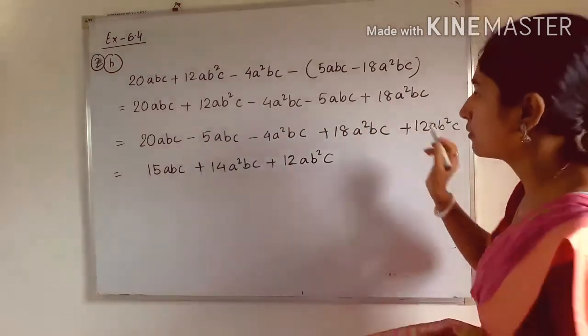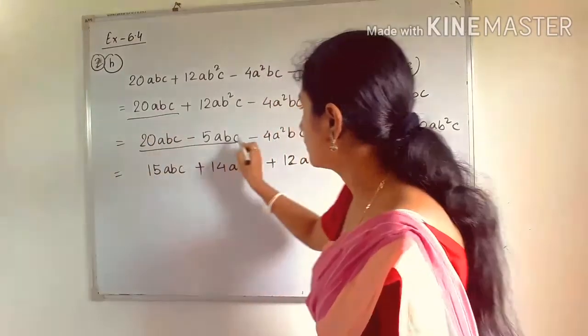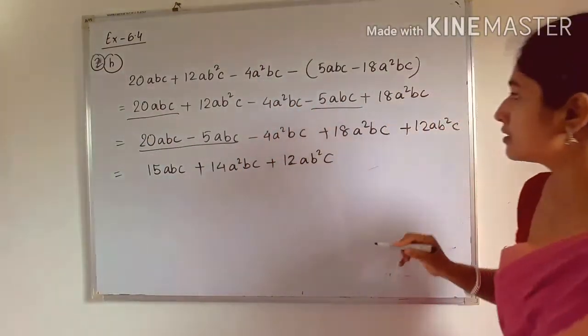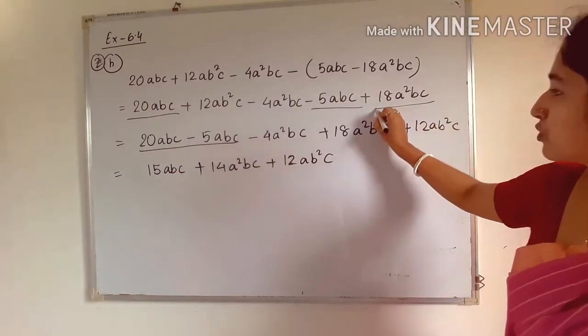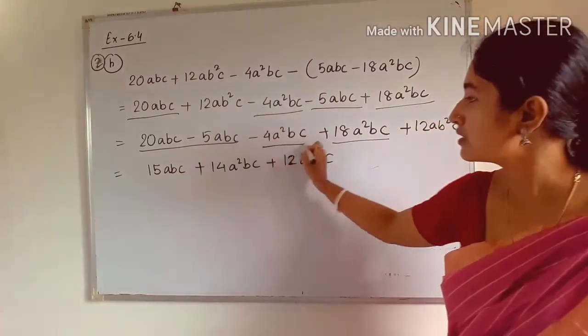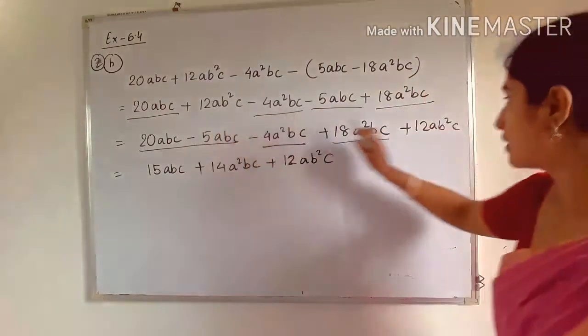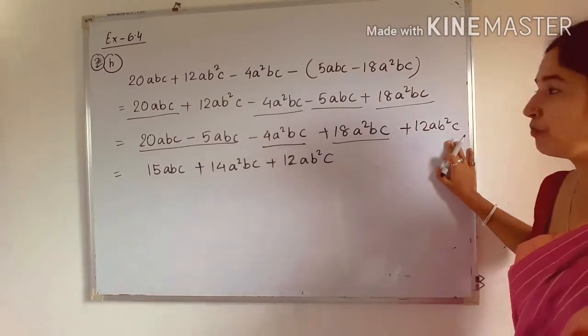So what are like terms here? Minus 5ABC, 20ABC. We will collect this one first. So next is 18A square BC, this one. Next is minus 4A square BC, okay, this one. So what is unlike here? This is 12AB square C. So we will write like this, okay.